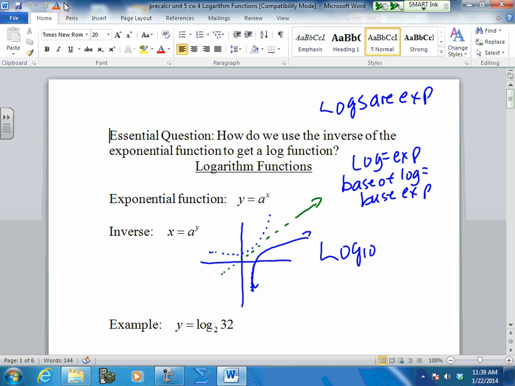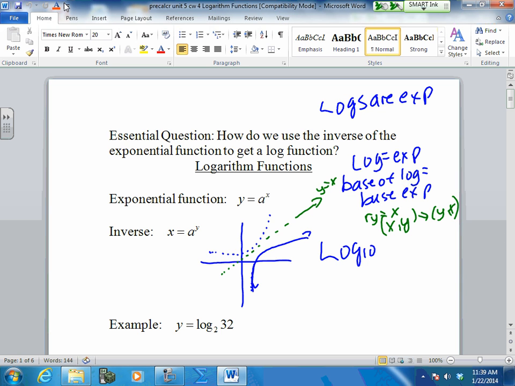Now, this is a reflection in the line y equals x, because your rule for your reflection is that you interchange the x and the y. This is why this is the inverse. The inverse is a reflection over your y equals x line.